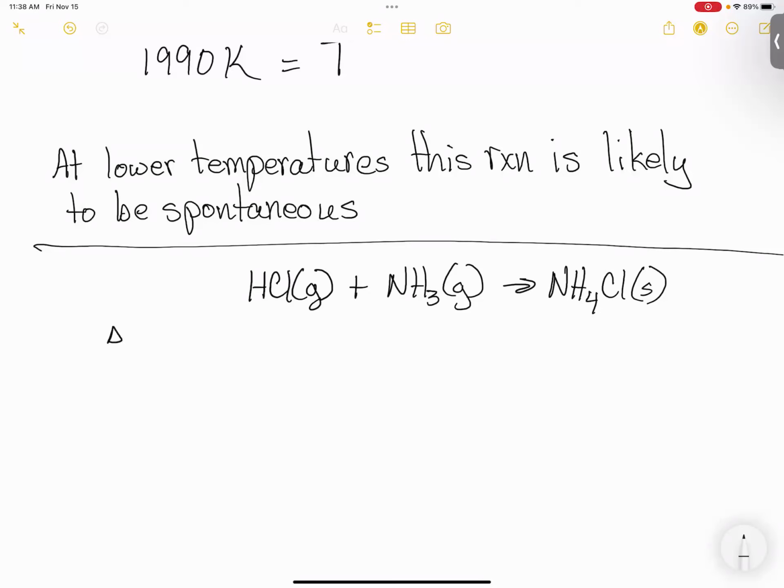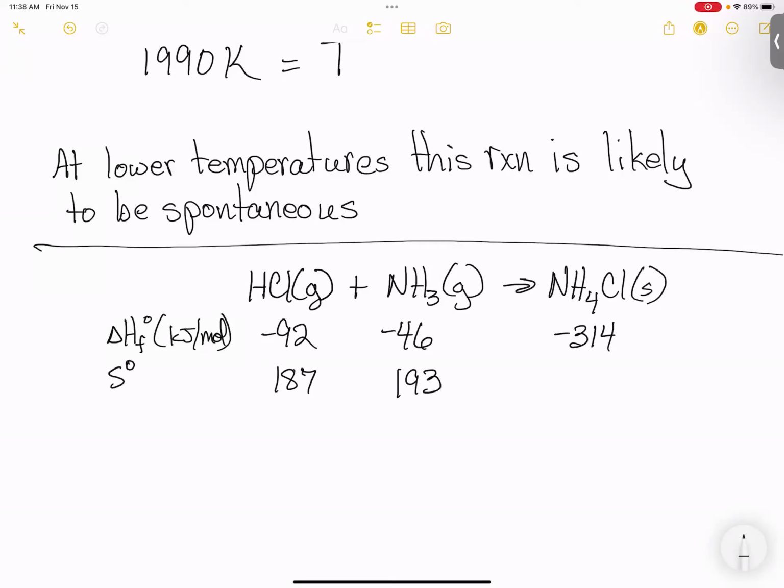The delta H of formation in kilojoules per mole for HCl is -92. For ammonia, it's -46. And for ammonium chloride, it's negative 314. The S naught for this set of chemicals is 187 for the hydrochloric acid, 193 for the ammonia, and 96 for the ammonium chloride.